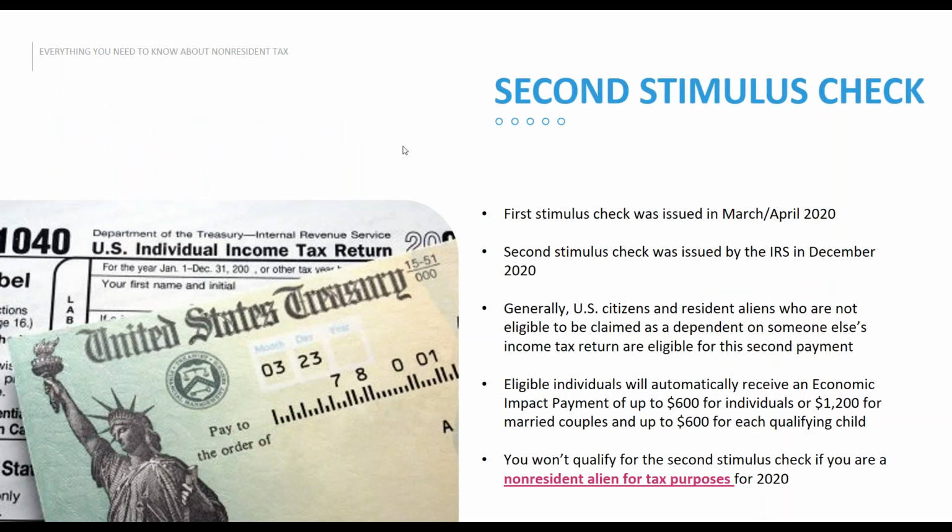So we did see a second stimulus check passed in December 2020, and the eligibility for this payment is similar to the last, in that it's available for US citizens and resident aliens who are not eligible to be claimed as a dependent on somebody else's tax return. This payment was $600 for individuals, $1,200 for married couples, and up to $600 for each qualifying child. But again, a really important factor here is that you won't qualify for the second stimulus check if you're a non-resident alien for tax purposes for 2020.